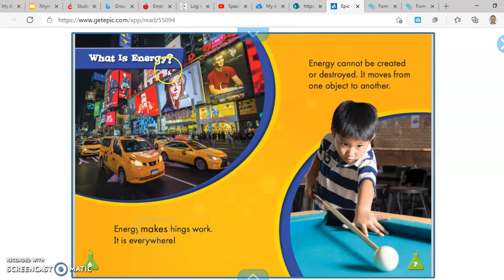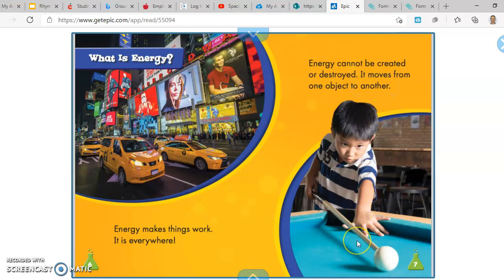Do you see energy in this picture? Energy is making these cars go, these taxi cabs, also powering these big TV screens up here, advertising screens. Looks like here in Times Square, energy is lighting up the lights in the building. Energy is allowing people to walk back and forth on the sidewalk. Energy is everywhere. Energy cannot be created or destroyed. It moves from one object to another.